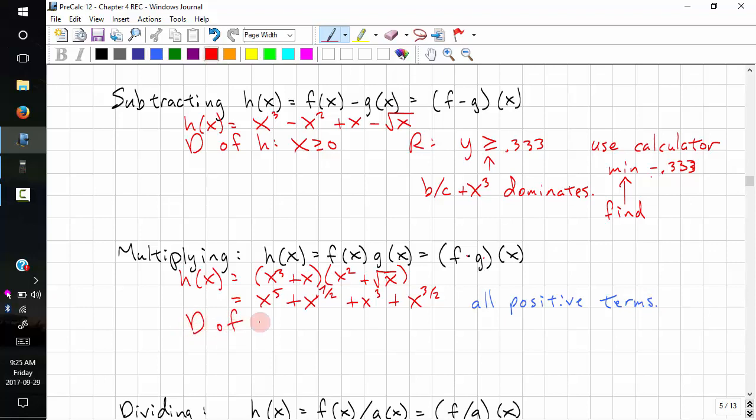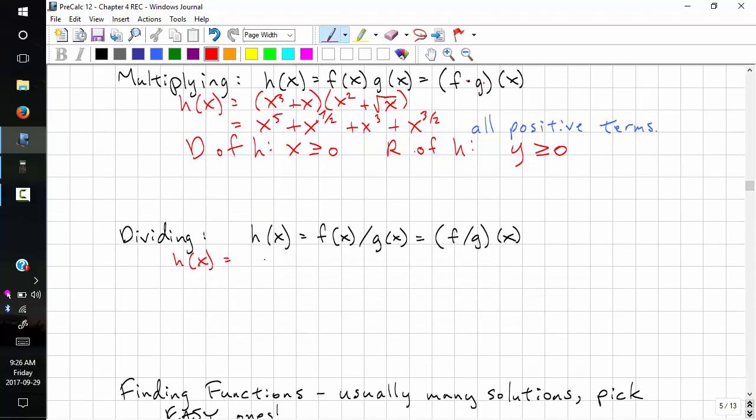Domain of h: x is greater than or equal to 0. We have this restriction, so we've got to follow that restriction. The range of h: if we plug in 0, that's our end point. That's where we start. And as we make x bigger, we get all the values bigger than 0.